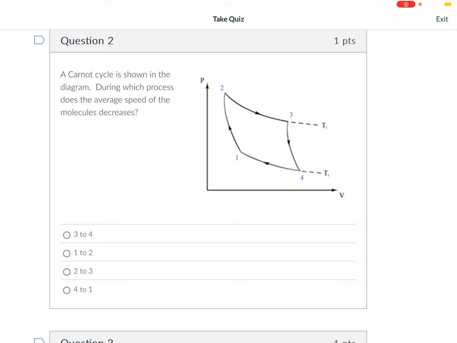So Carnot cycle, same thing, same diagram: during which process does the average speed of the molecules decrease? When does the internal energy, or really technically the temperature, decrease? Remember, it's not isothermal, it's one of the adiabatic ones. It's either 1 to 2 or 3 to 4.